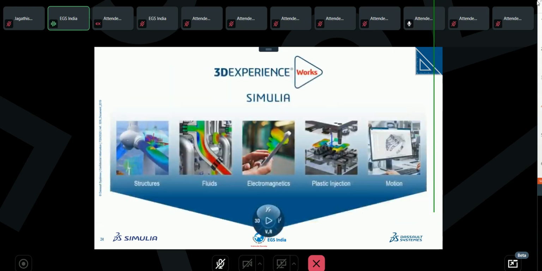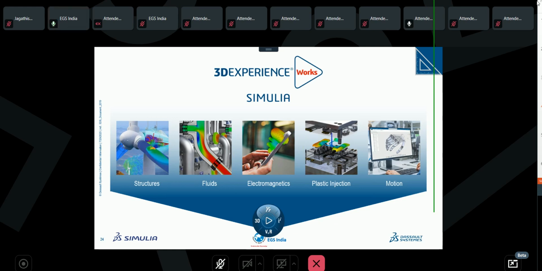Okay, so any kind of problem complexity, or any kind of multiphysics involved in your problem, or any kind of co-simulation, in the sense it may be mechanical, thermal, or even electromagnetics, all these kinds of simulation problems can be analyzed with the help of 3D Experience Works SIMULIA.